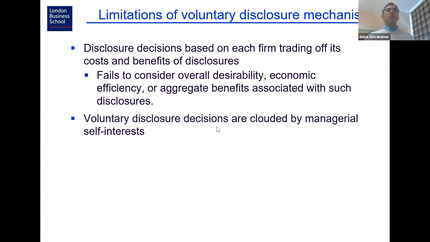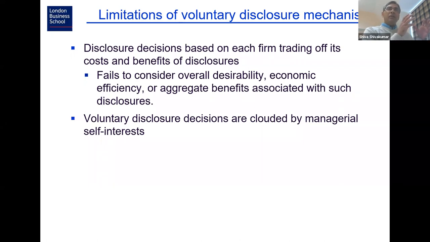The voluntary disclosures are also going to be clouded by managerial self-interest because it's much harder to enforce voluntary disclosures. And because managers are going to be providing such disclosures only when they benefit more than the cost that they will pay for it, they're also going to be very selective in what disclosures they tend to make. So these are the problems with voluntary disclosures.